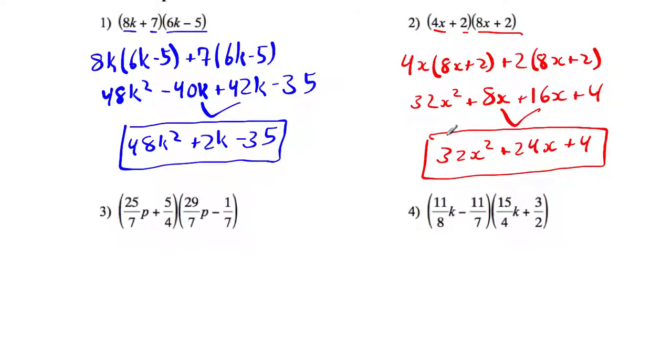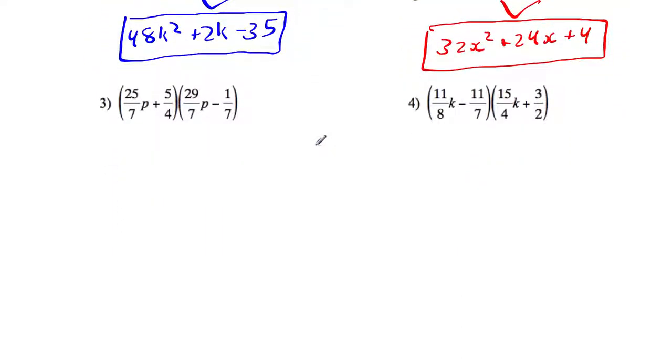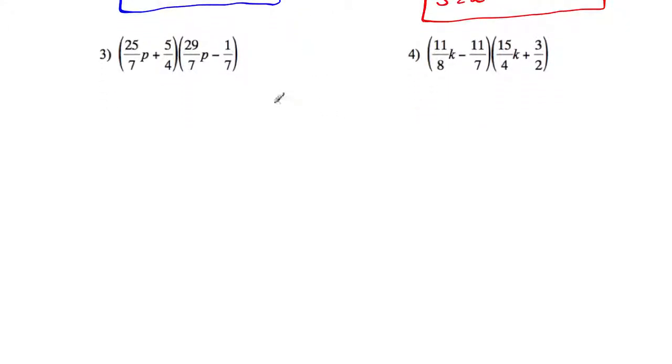Right, so hopefully that's straightforward. And again, I don't care how you multiply. If you want to use that FOIL method, so be it. But however you want to do it, as long as you're getting the correct answer. Now for these, we get a little bit of an issue because we get some fractions. So what we want to do is just straight multiply out.